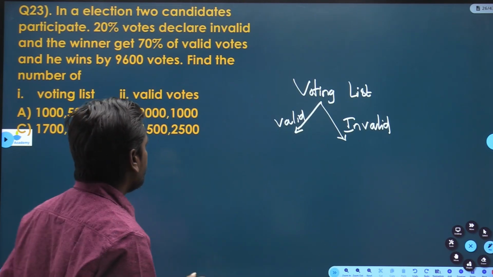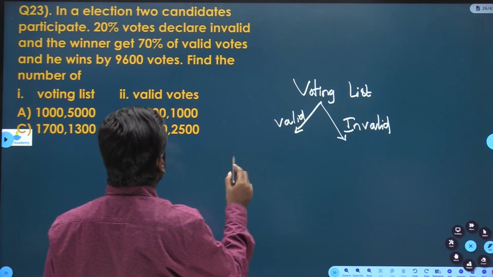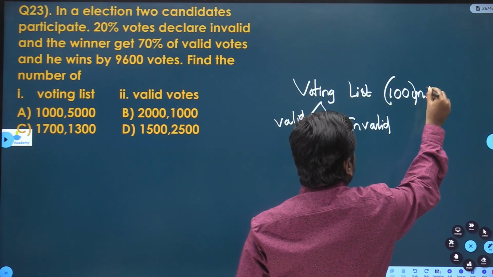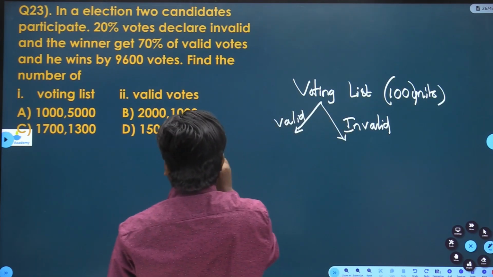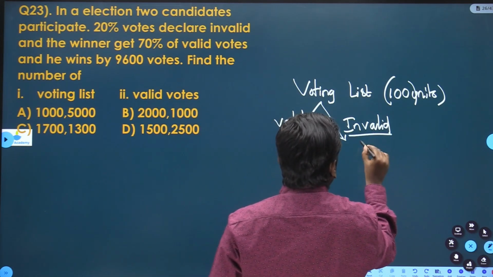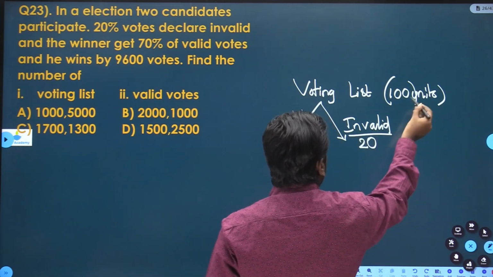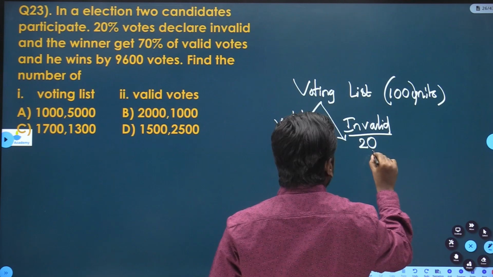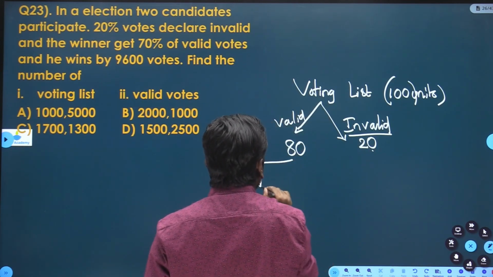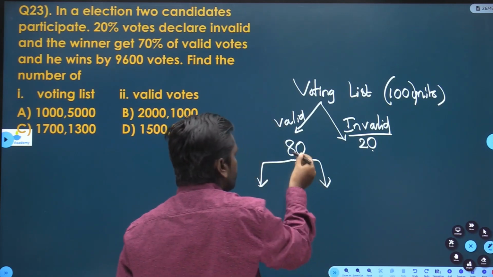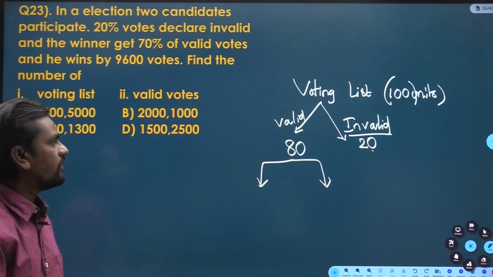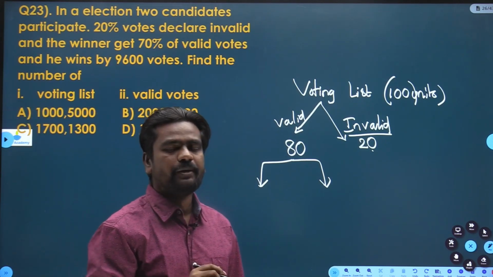So here he has given 20%. Just assume the voting list as 100 units. Out of this, what is valid? 20% is declared invalid, so 20 units out of 100 are declared invalid. So what are the valid votes? 80, right? These are the valid votes. The valid votes are counting votes. Whatever votes are valid, the people count them.